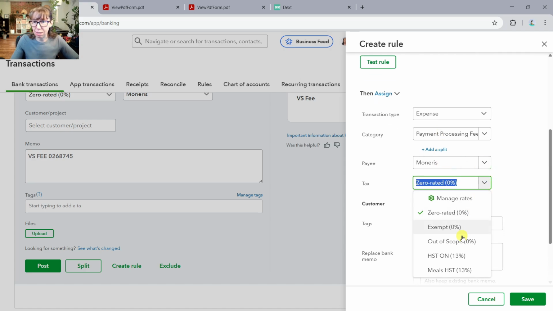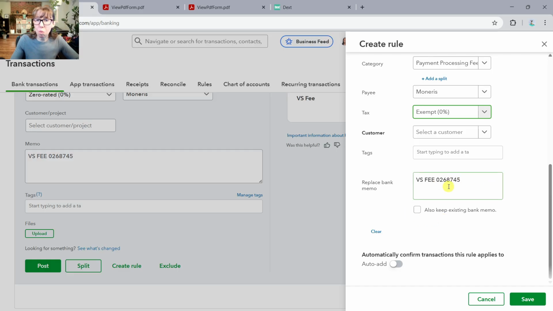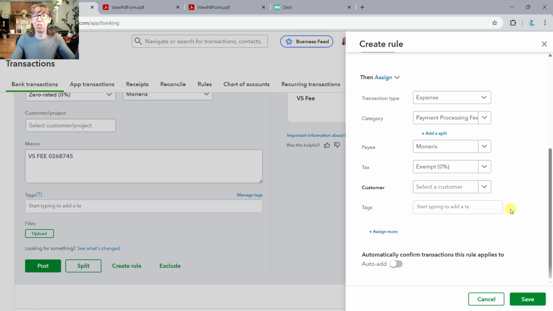Zero rated, I guess it's technically more exempt, but they're both zero, so it's fine. And I don't want it to replace the bank memo moving forward. I want it to always use the existing one. So I'm going to delete that so that it always just uses the existing one. And I'm not going to auto add yet.